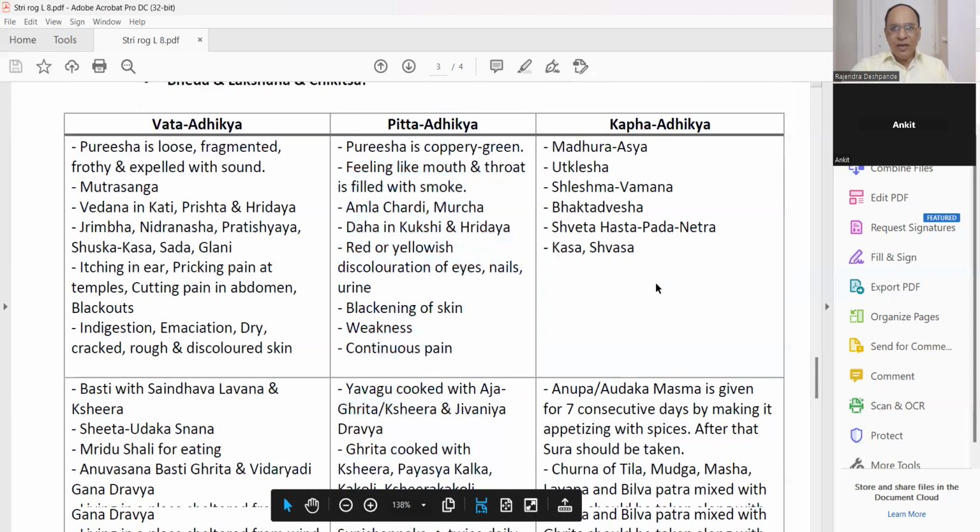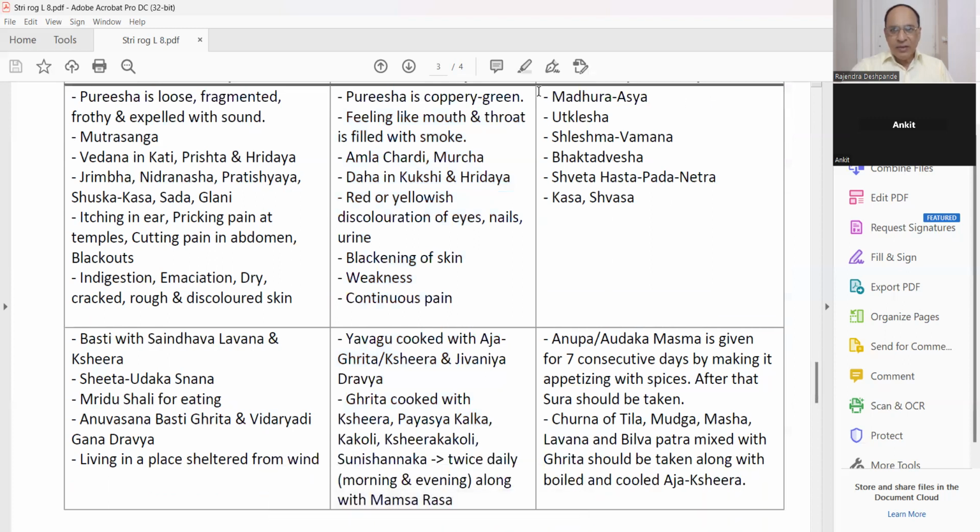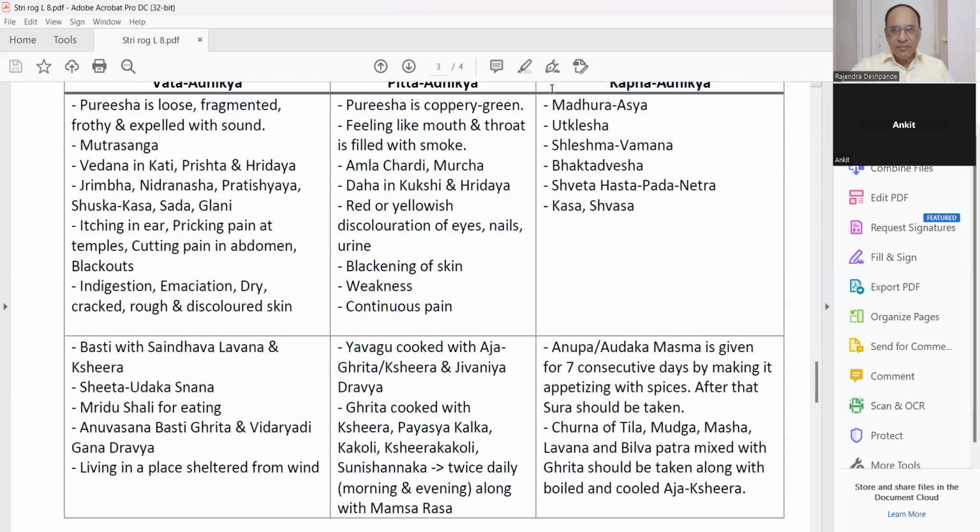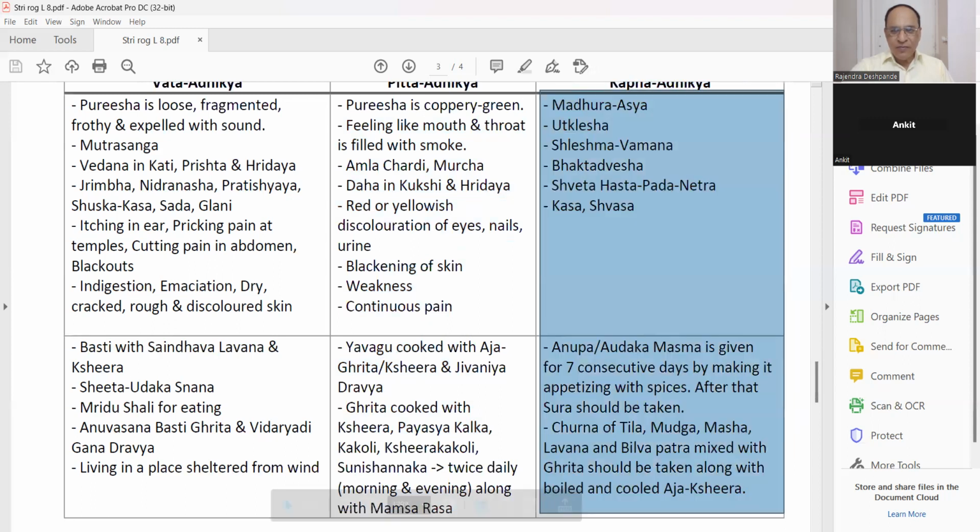Now we will go with the Kapha Adhikya, that is the dominance. What are the symptoms? Madhura Asya, sweet taste, improper. Utklesha, nausea, feeling like vomiting. Then Shleshma Vamana, directly vomiting, Shleshma with sticky cough. Then Bhakta Dvesha, not wanting to eat, anorexia.